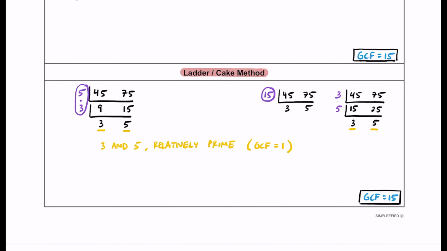And then you can see instead of 5 times 3, it's 3 times 5. But that's still going to get us the 15. So no matter how you look at it, you should still get the same GCF as long as you're dividing correctly. Let's try another example together.